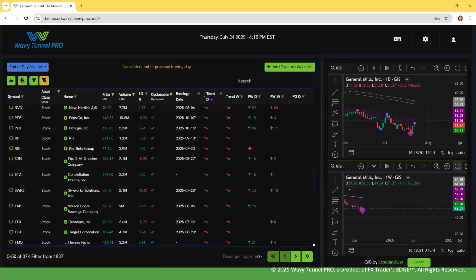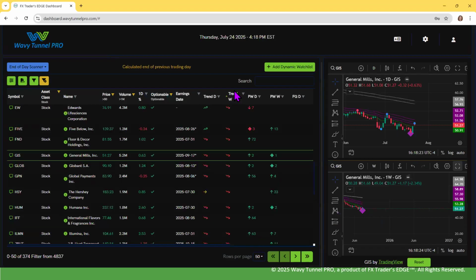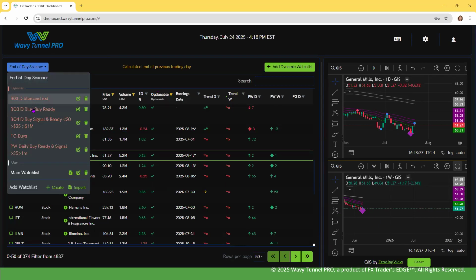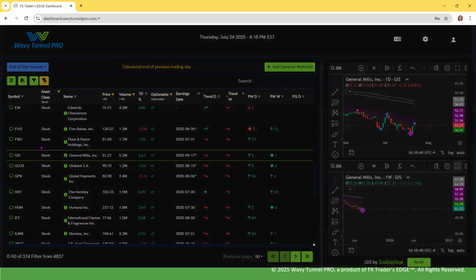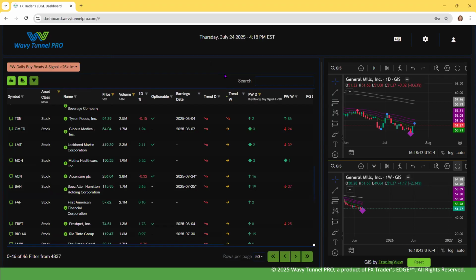So the trend weekly and the trend daily, when we do scans, we want to make sure we see what those are. So the first scan that we can do is the PW, and I've set up all the scans, and this is actually a dynamic watch list. What that means is I've set up these scans where I'm picking the buy ready and the buy signal, greater than 25, that's the price, and greater than a million, that's the volume, and all stocks. So this is what I've set up for the scan.